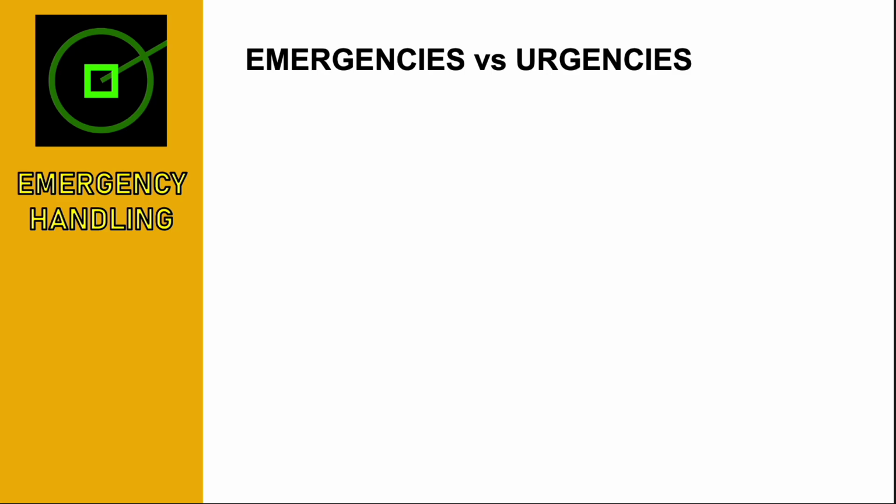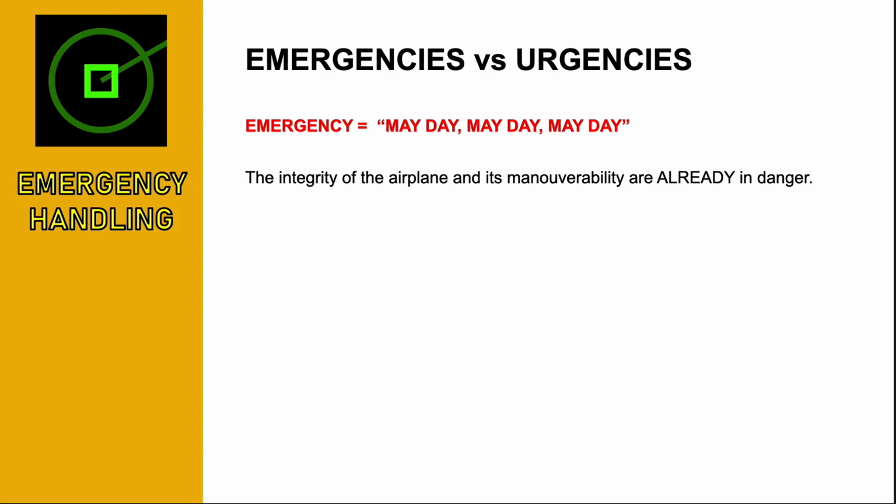Of course, this is a very simplistic way of dealing with emergencies because due to the capabilities of Endless ATC, you cannot apply it completely like in real life. So first, let's differentiate between emergencies and urgencies. The emergency in this case is called by the pilot by Mayday, Mayday, Mayday, and is when the integrity of the airplane and its maneuverability are already in danger. That means that that plane is going to crash or something like this.